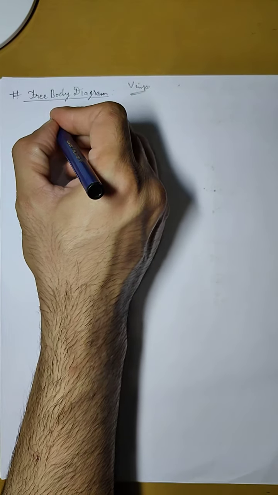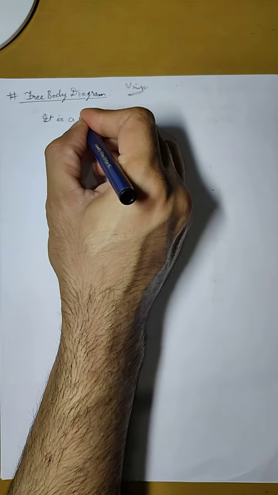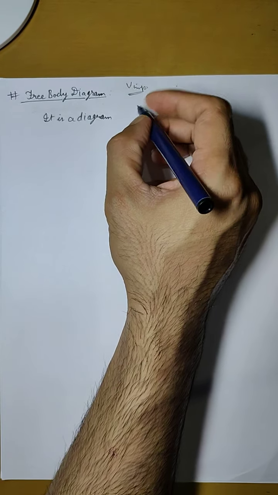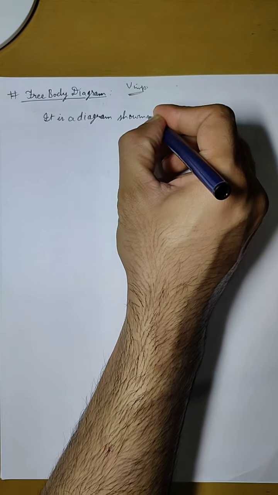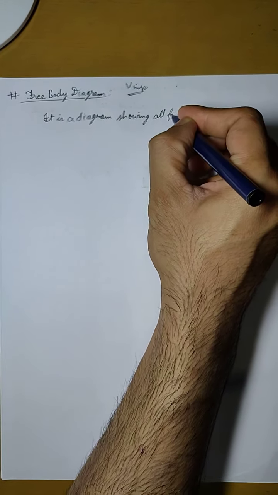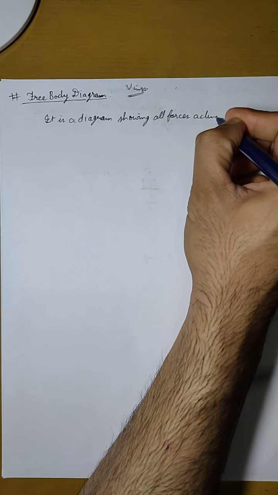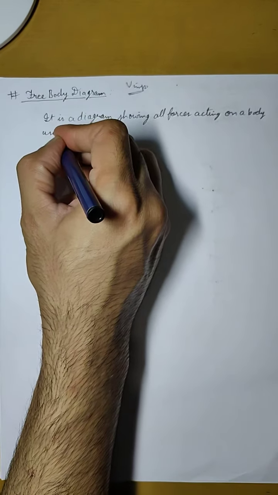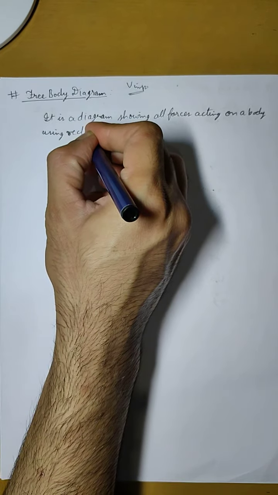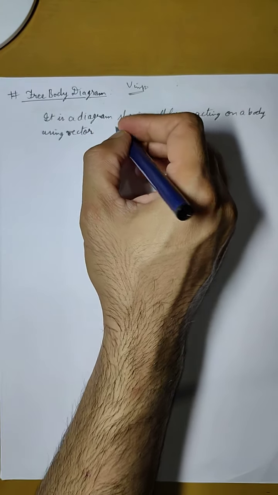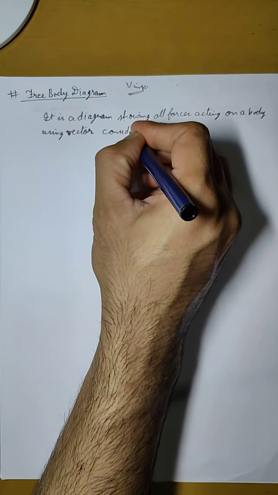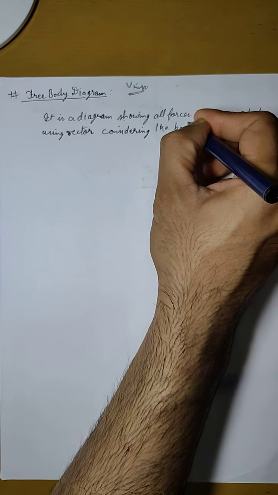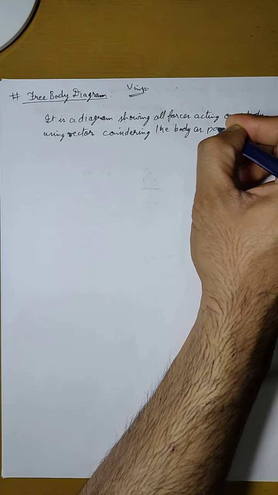So we can say that the free body diagram is a diagram showing all forces acting on a body using vector arrows, using vectors, considering the body as point mass.